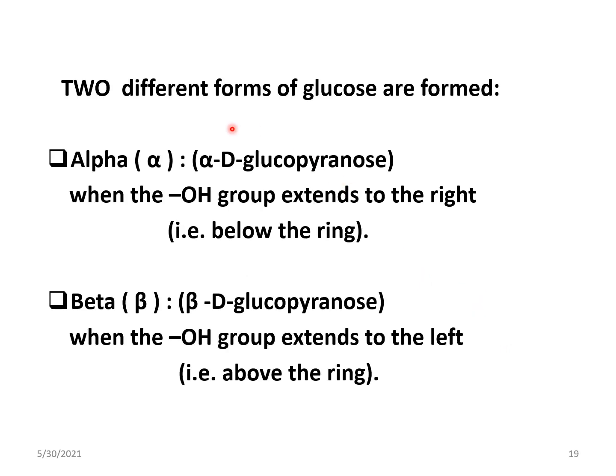Here there are 2 different forms of glucose. This depends on the orientation of the hydroxyl group of the anomeric carbon, of the carbon number 1. If the hydroxyl group extends to the right, in other words below the ring, the compound is of the alpha type, and it is called alpha-D-glucopyranose. While if the hydroxyl group extends to the left above the ring, the compound is of the beta type, and it is called beta-D-glucopyranose.